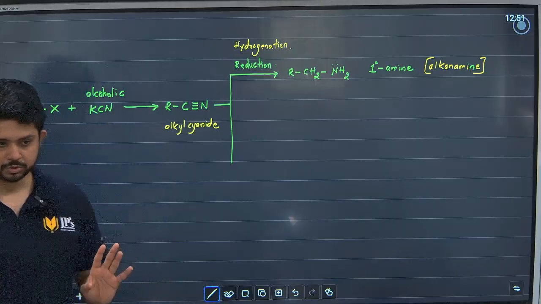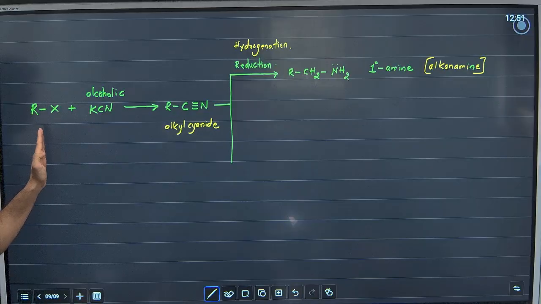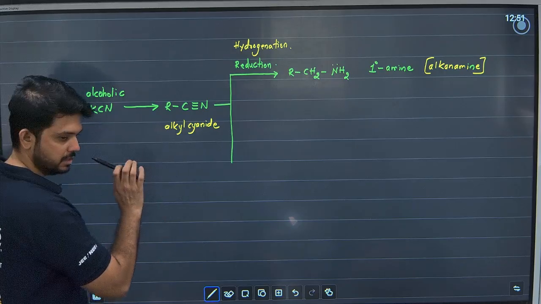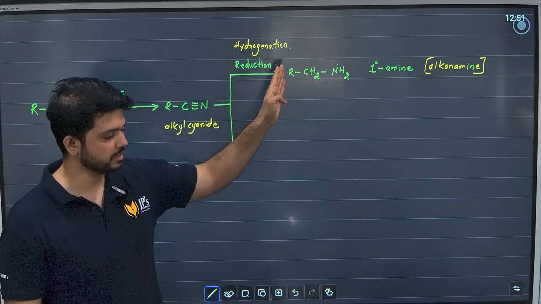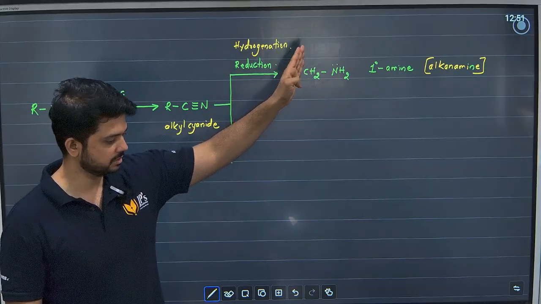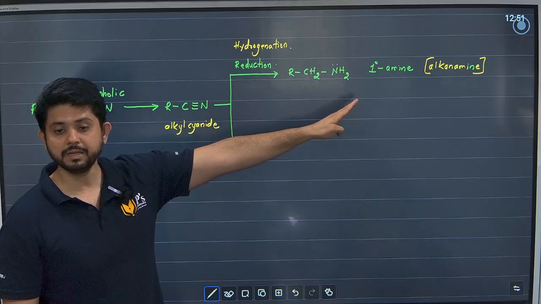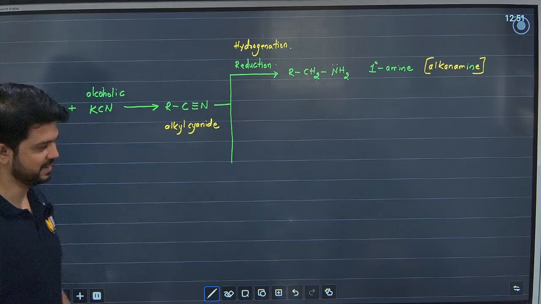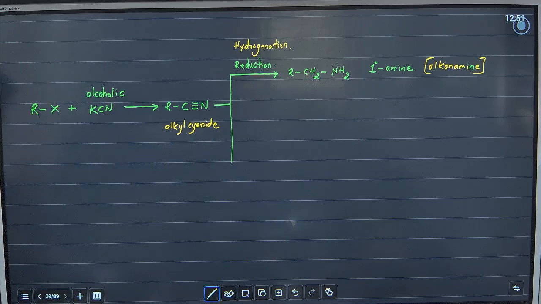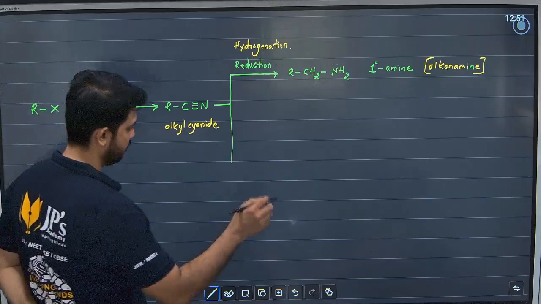With me? So, alkyl halides, haloalkanes with alcoholic KCN will give you alkyl cyanides. Cyanides on reduction or cyanides on hydrogenation produce primary amines. What does it produce, people? Primary amines. Okay? Excellent, Shan. Very good, Arya.